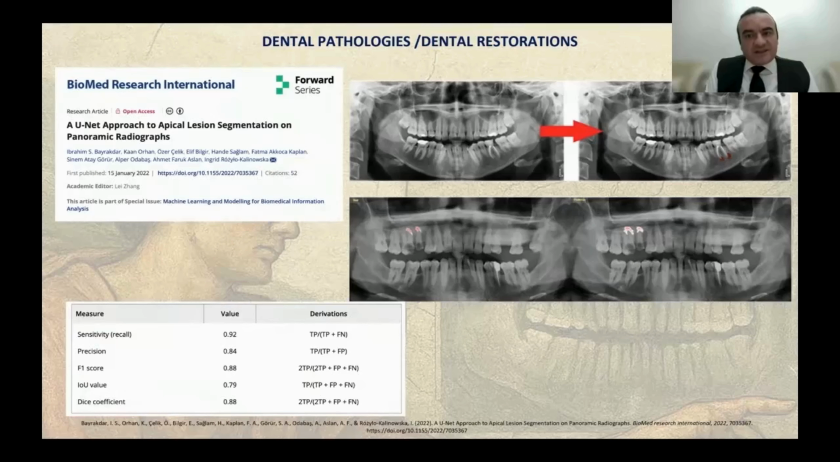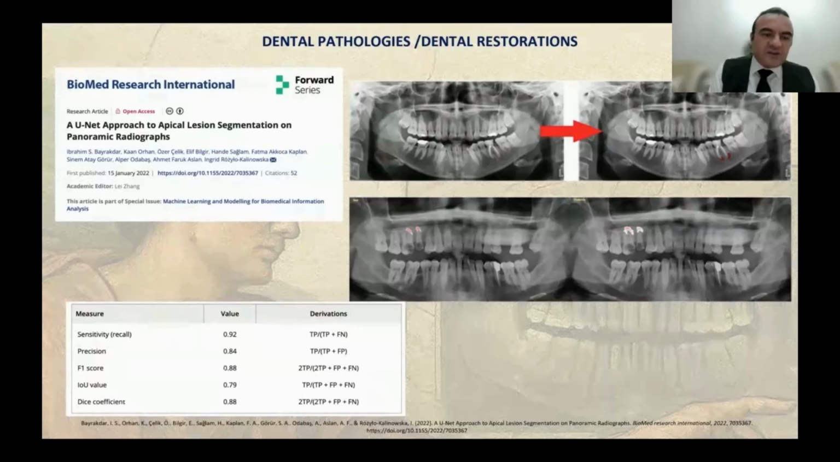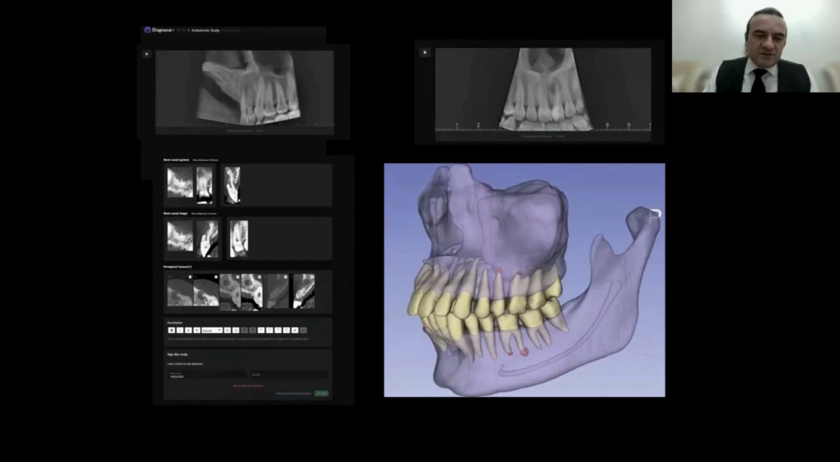Dental pathologies and dental restorations are one of the key working areas for AI. The first thing we did was apical lesion segmentation on panoramic radiographs, from 2D images. As you can see from this study, we achieved more than 0.92 for sensitivity and close to 0.9 for the F1 score and precision. So we can segment these types of apical lesions and also show them to our patients for better understanding. Not just in 2D, we can do these periapical segmentations on 3D images as well.